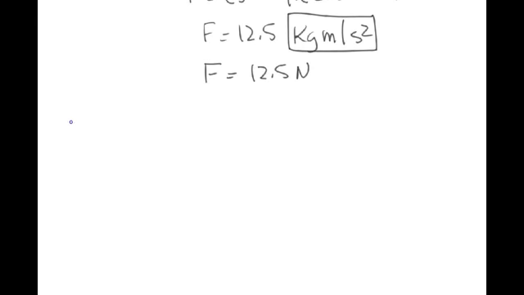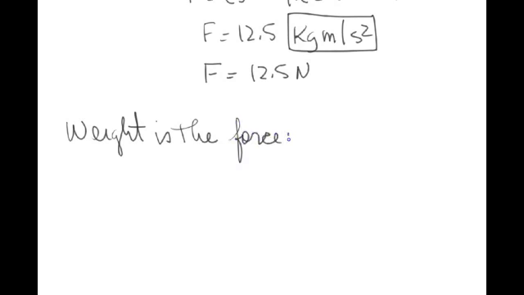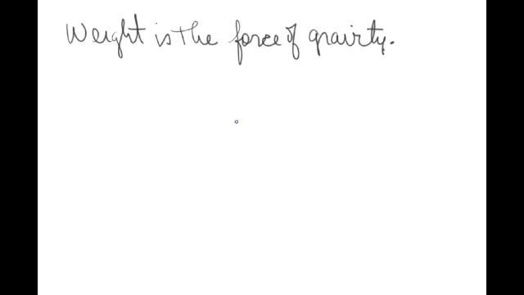Now, there is a special force, and it's called weight. And it's nothing more than the force of gravity. And when you're on the Earth, the force of gravity always acts towards the center of the Earth. So, force is equal to ma. In this particular case, we're talking specifically about weight, so you need the mass of the body, and the acceleration is g, the acceleration due to gravity.